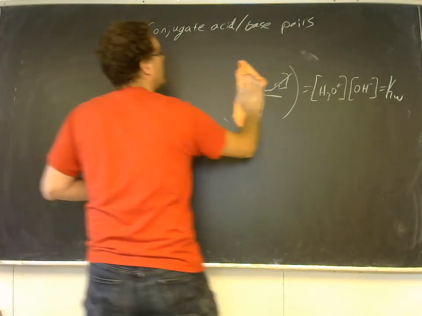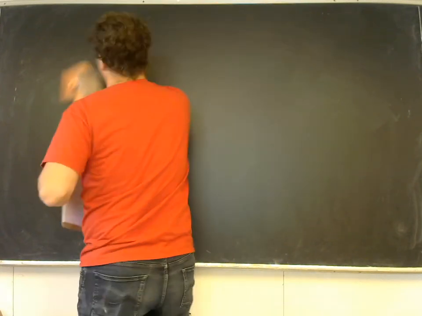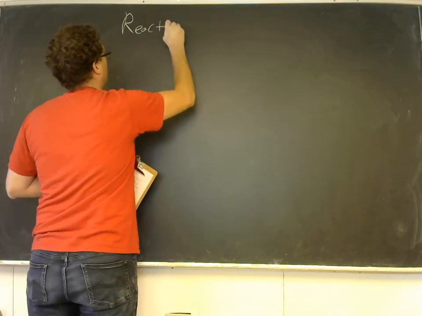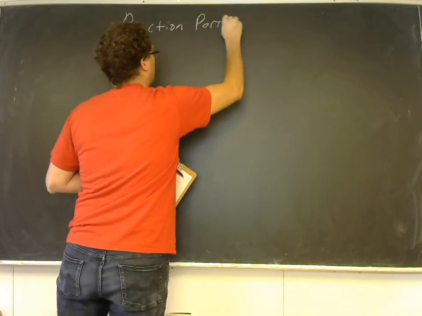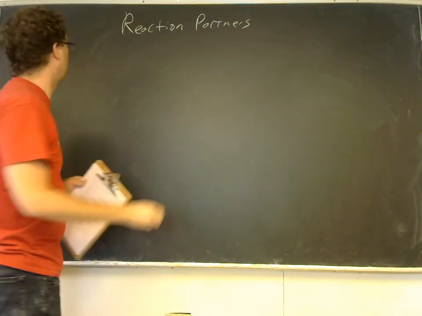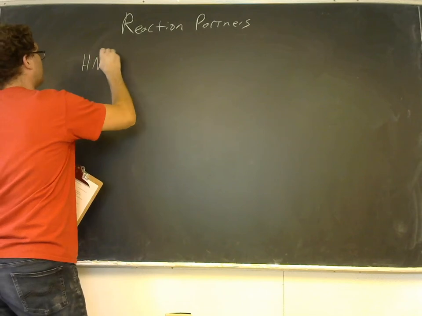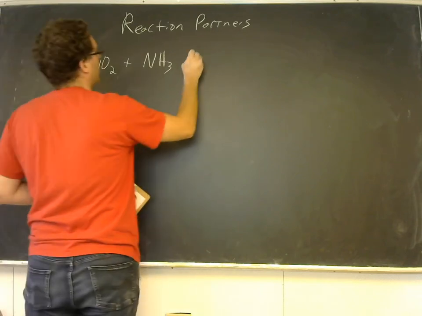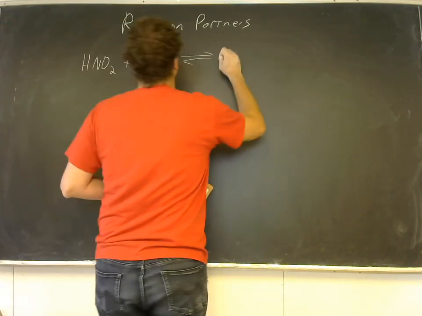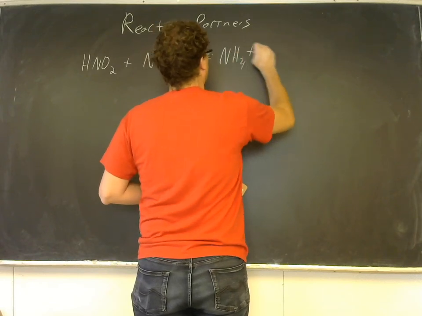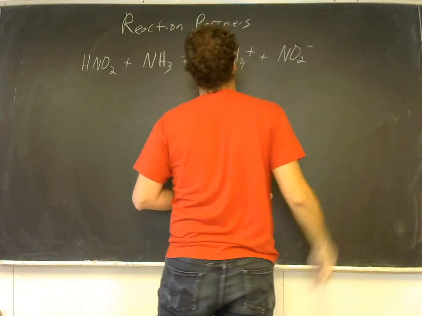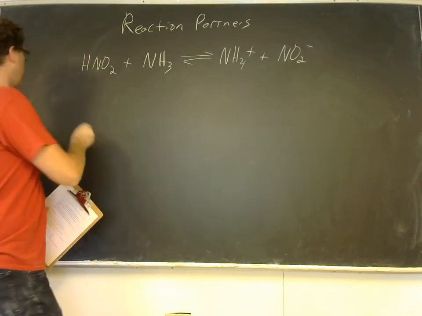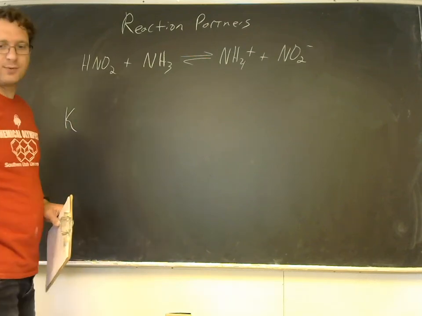And then I also like this one. This one doesn't appear in your textbook at all, but I think it's worth looking at. For reaction partners. Okay, let's put up a hypothetical here. Let's react nitrous acid plus ammonia, and that's going to form NH4 plus and NO2 minus. Okay, this is an acid-base reaction that doesn't involve water, and the K for this reaction is not a Ka or a Kb.